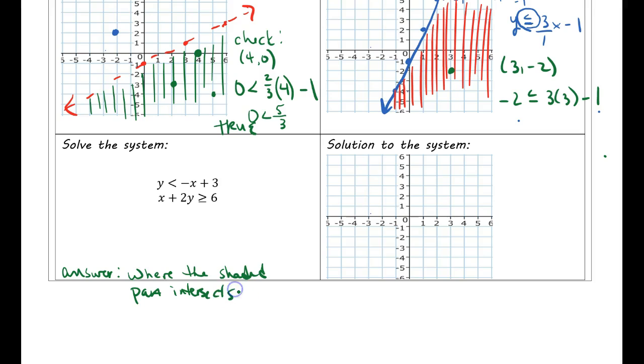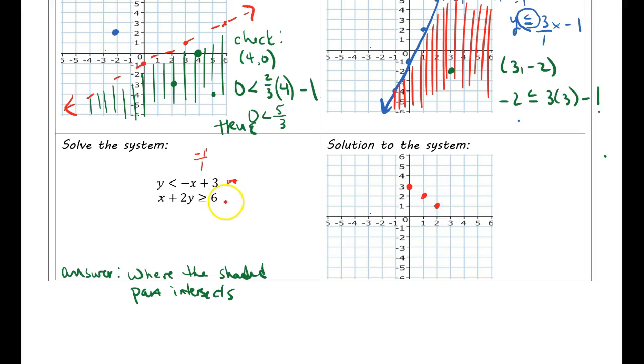Okay, so let's graph them both and then you'll see what I'm talking about. I'm going to do the first one in red. Now y is less than, this is already in mx plus b form, so it's good to go. So I start at 3. 1, 2, 3, and my slope is -1, which is -1 over 1, which means down 1, right 1.